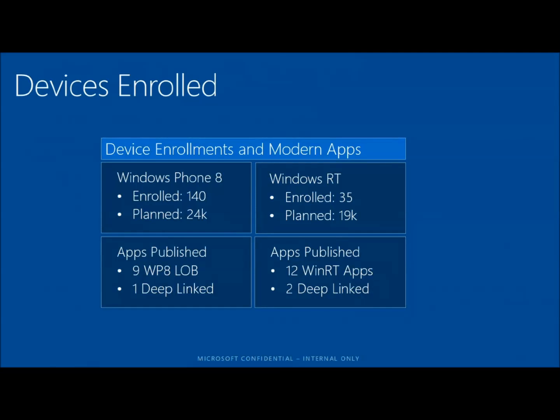So we are expecting these users will volunteer for user enrollment when we go broad. We had 9 Windows Phone 8 LOB apps published and 12 WinRT apps. We also deep linked a few apps into the MS Store, 1 WinPhone app and 2 deep linked apps. You may wonder how come WinRT apps are higher compared to Windows Phone 8, though the architecture is new. We have an answer for that in coming slides.